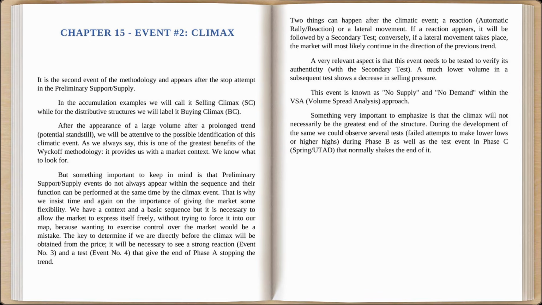A very relevant aspect is that this event needs to be tested to verify its authenticity, with the secondary test. A much lower volume in a subsequent test shows a decrease in selling pressure. This event is known as no supply and no demand within the VSA, volume spread analysis, approach. Something very important to emphasize is that the climax will not necessarily be the greatest end of the structure. During the development of the same, we could observe several tests, failed attempts to make lower lows or higher highs during Phase B, as well as the test event in Phase C, spring/UTAD, that normally shakes the end of it.